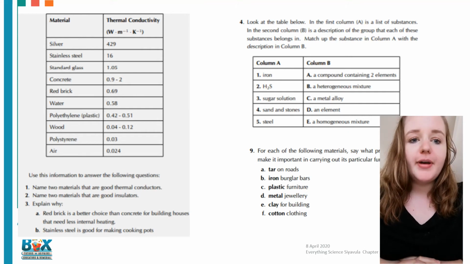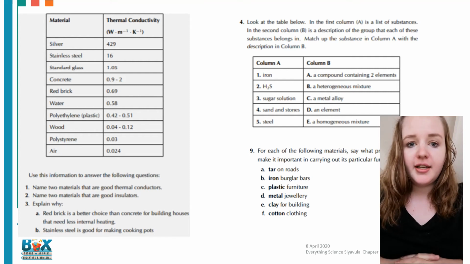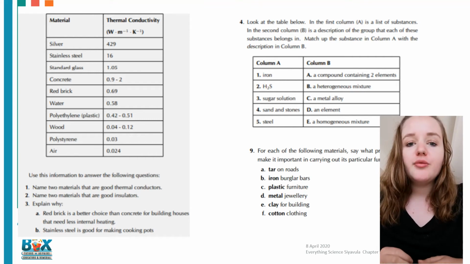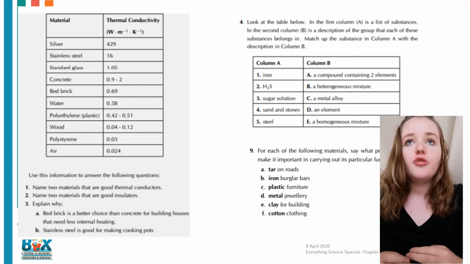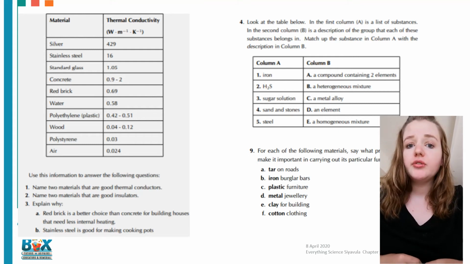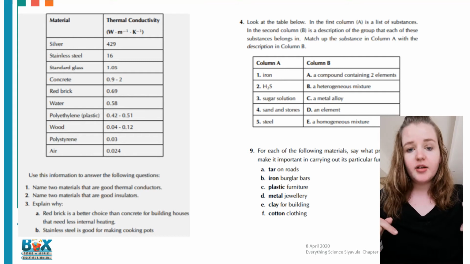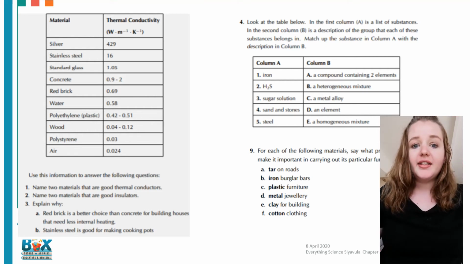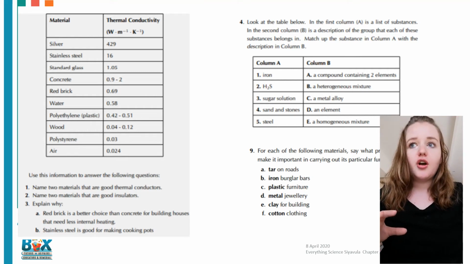So explain why red brick is a better choice than concrete in building homes that need less internal heating. This question took me a while to actually read properly, but basically what they want to know is why would you build a house with red brick so you wouldn't need as much internal heating? The reason for that is it would not be a good thermal conductor. If it was a good thermal conductor, anything you put inside the house would immediately go outside the house, so your house would be cold. But at the same time, you don't want it to be too insulated because then you kind of suffocate and the heat never leaves. So the reason why it is good is because it's not a very good conductor.